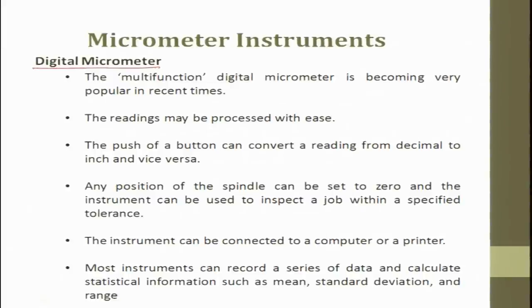The digital micrometer is the latest one. If the principles are not followed, you might get two different values because of ambiguity in measuring. In order to get out of that, we are nowadays using the digital micrometer.